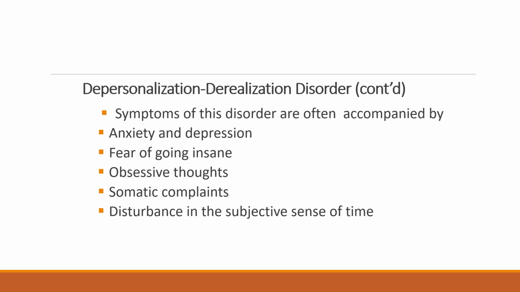Symptoms of this disorder: frequently people are really depressed. They feel like they're losing their mind, and so they'll go to doctors a lot. Obsessive thoughts, somatic complaints, like there's something wrong with them physically causing this, like a brain tumor. Disturbance in the sense of time: time doesn't feel like it's progressing the way it normally does. The experience patients usually express is that it's kind of slowed down.